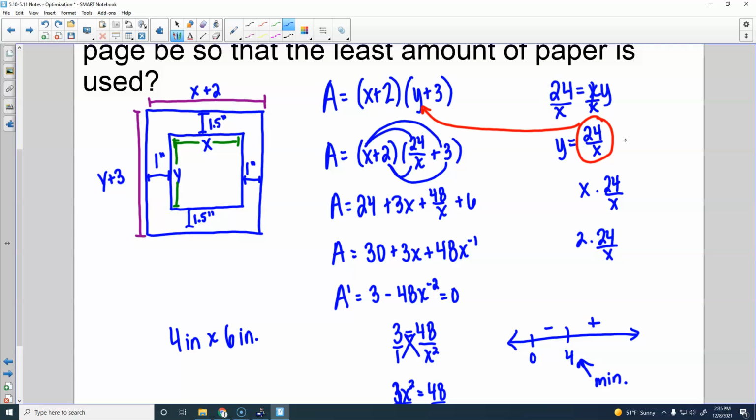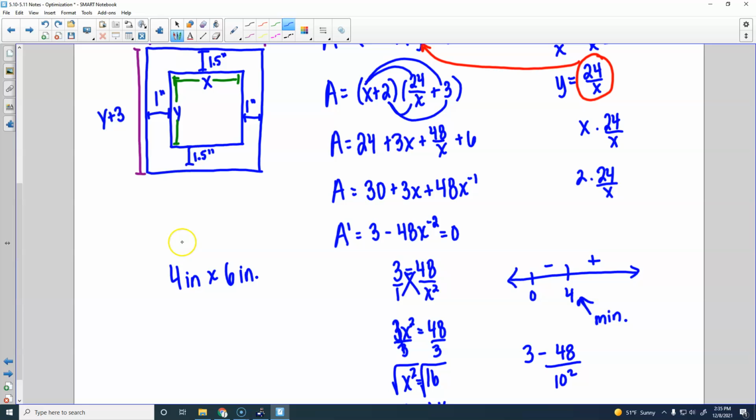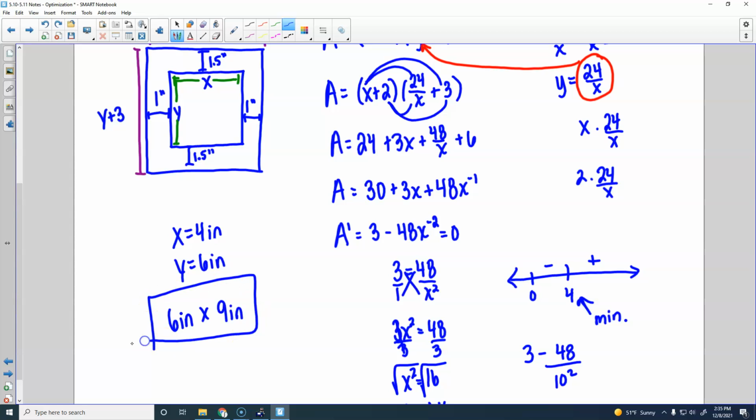Oh, I see what you're saying. Yes, you do need to do that. Let's go back. X equals 4 inches and y equals 6 inches, but the question is asking us about the dimensions of the whole paper. So yes, you're right. It needs to be 6 inches by 9 inches.